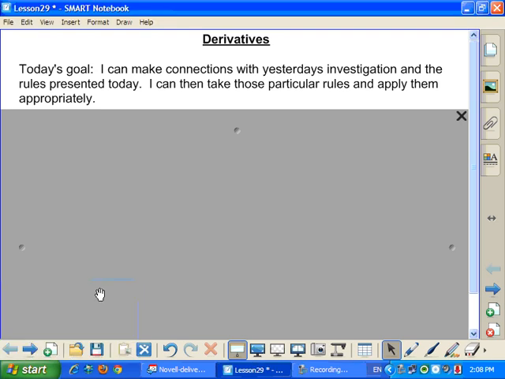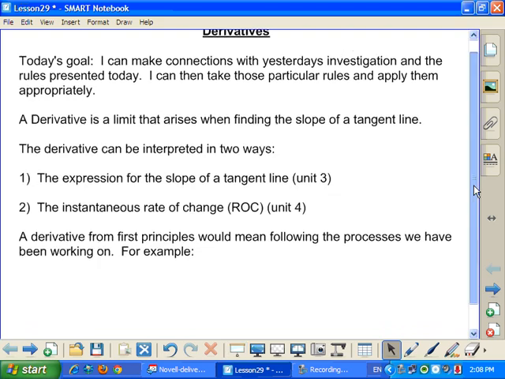Welcome to lesson 29. We are now starting into derivatives. So what's your goal by the end of the day? I want you to be able to make connections with the previous investigations and the rules that we present today. And I want you to be able to take those particular rules and apply them. So what are we looking at?